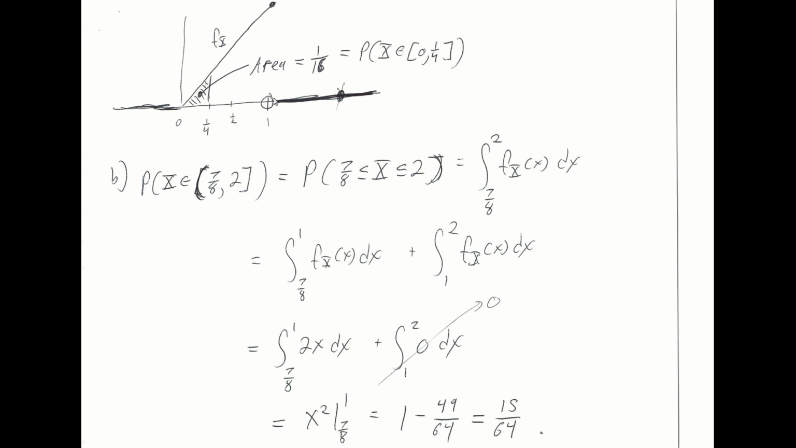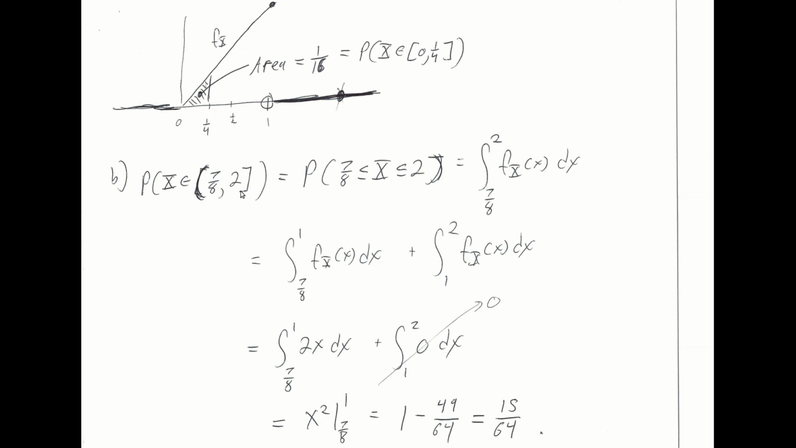How likely is it that it shows up between 0 and 1/4? I find that value by finding the integral of the density function, or the area under the density curve here between 0 and 1/4. Now let's do another one. So the probability that our random variable shows up between 7/8 and 2.